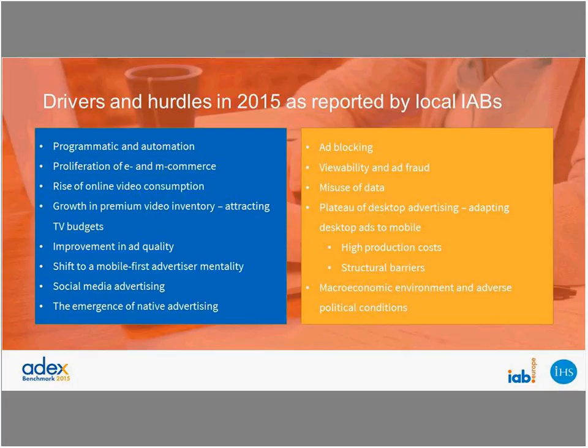Now, the IABs also contributed to the study, to show what the hurdles and growth drivers are that they self-identified in their markets. Let's look at the drivers here in blue. We see programmatic and marketing automation as a key driver. E-commerce and commerce drive ad spend as well. Some of the largest advertisers now are e-commerce players.